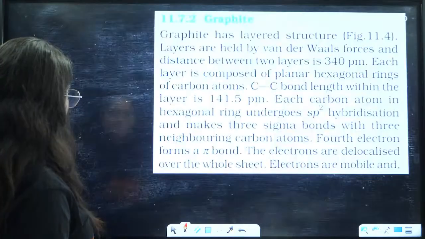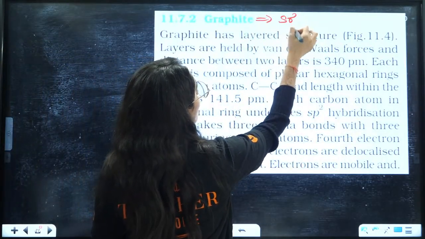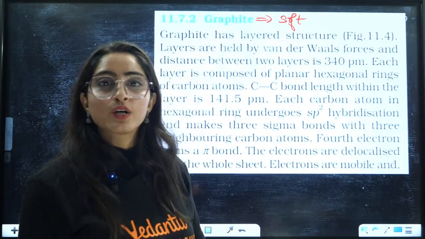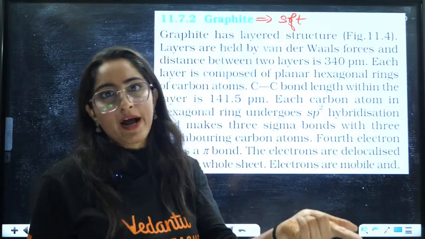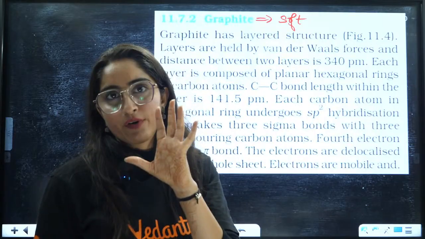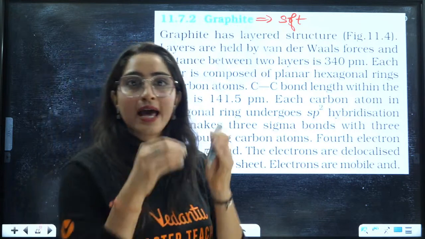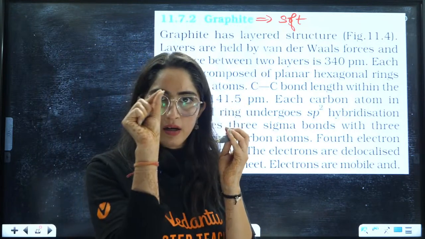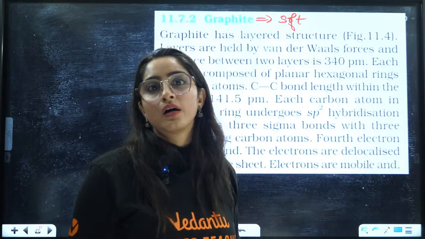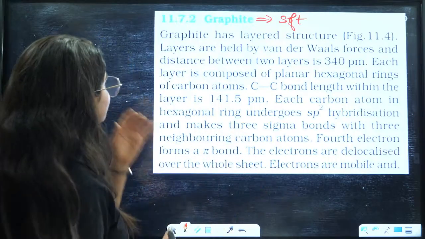Next is graphite. Now graphite is basically very soft. See, same but different. Why? Because diamond and graphite are both made from carbon only, but the properties are entirely different. Diamond is the hardest material, and graphite is there in the lead of the pencil, right? That black thing in your pencil is graphite. That is very soft, right? We can easily break it, right?